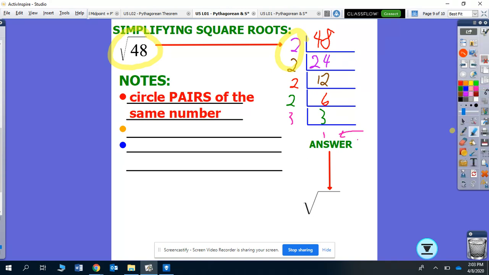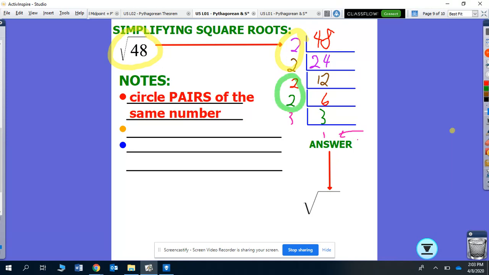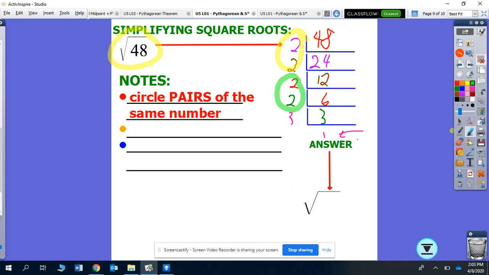I've got another pair of 2's. So I'll highlight or circle that pair of 2's. So that's all the pairs I have because I only have a single 3 and I only have a single 1. You're always just going to have a single 1. So you can kind of forget about him. But we circle the pairs. So that's our first step.